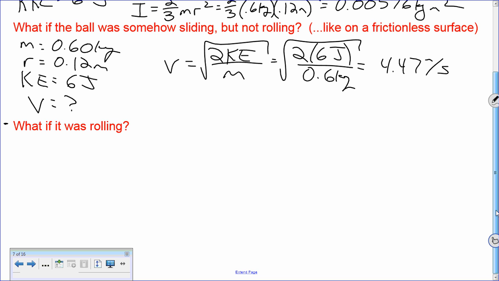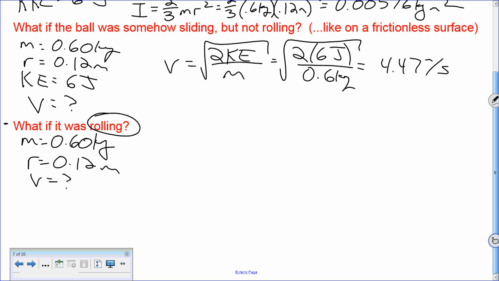All right, so now what if it's rolling? Well, the ball still has the same mass, still has the same radius, which ends up not mattering. We're trying to find the velocity that it would have to roll at in order for the kinetic energy to be 6 joules. But what kind of kinetic energy are we talking about now? Both, right? It's rolling, so it's got both KE and RKE. So we need KE plus RKE to be 6 joules.